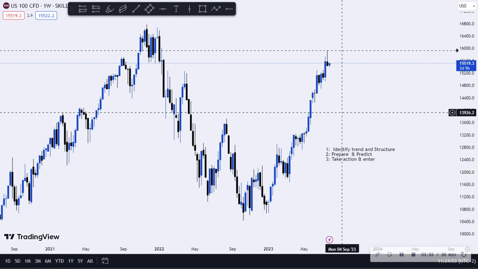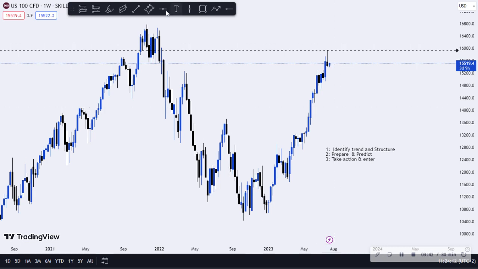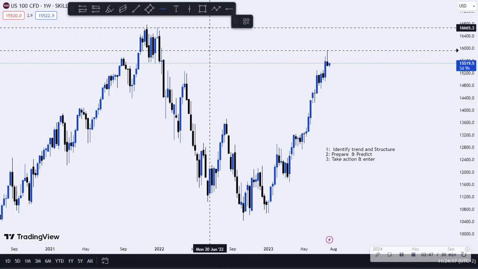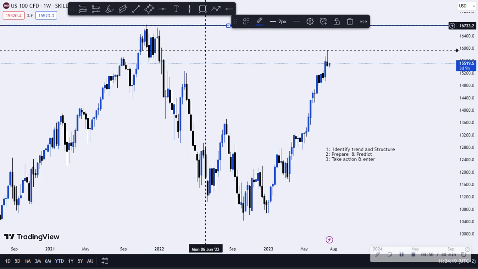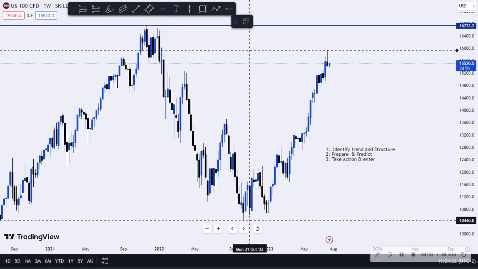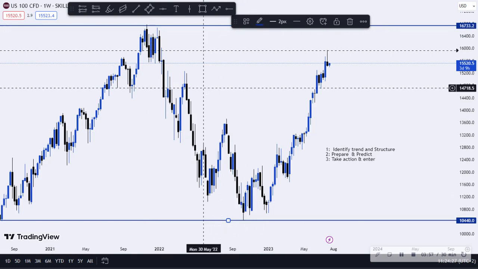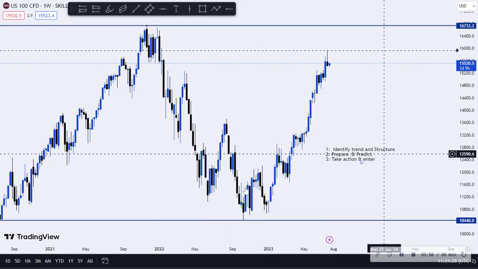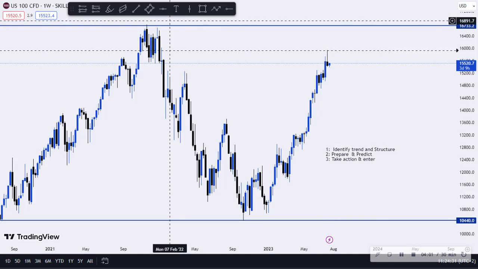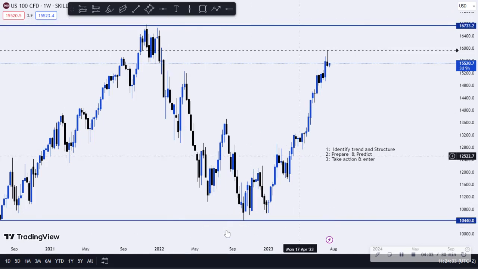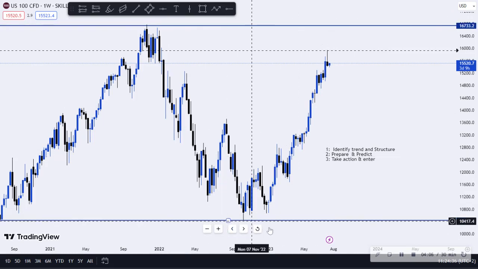After identifying the trend, we identify the structures of the market, meaning the zones of the market. I will highlight all the zones that I think are appropriate. I will highlight the highest point and the previous lowest point. So right now we'll be working inside this high and low, currently focusing on the uptrend.